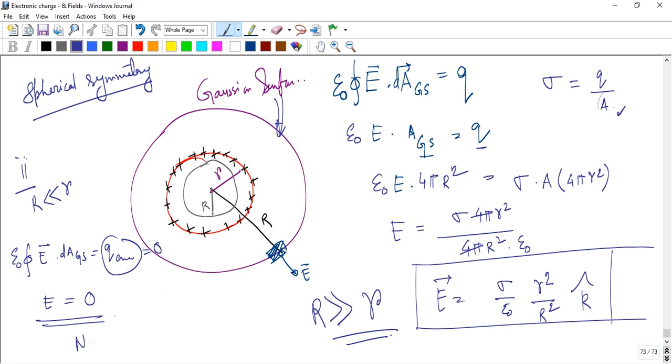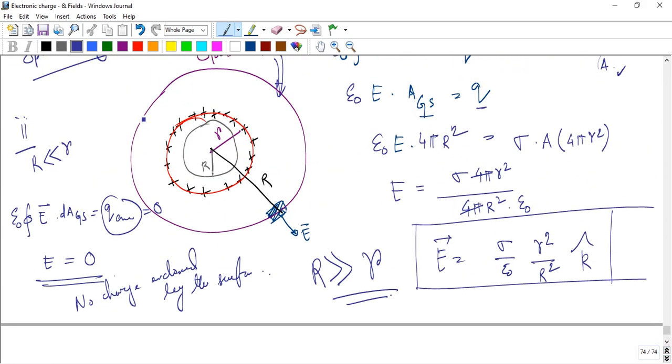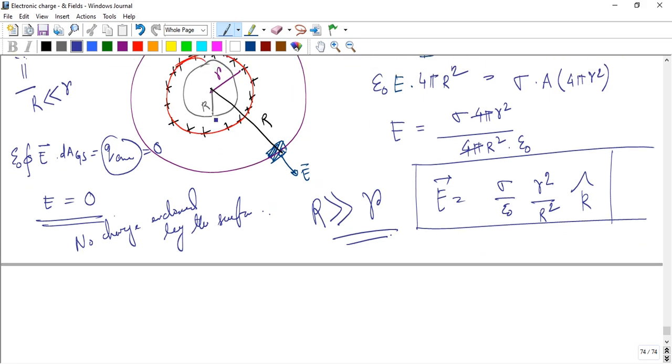No charge enclosed by the surface. In the first case, the Gaussian surface encloses some charge, and here the electric field is equal to zero. Here you get zero electric field. Here some electric field.